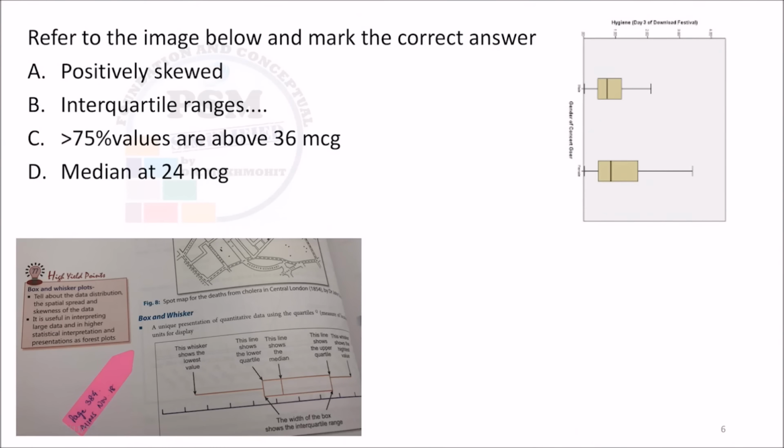So if we see the next MCQ, that is question number 5, refer to the image below and mark the correct answer. They had actually given a box and whisker diagram. So as you can see, the box and whisker diagram. In this box and whisker diagram, they had probably given something like this, that the box, the upper portion is elongated, then you had this, then you had a smaller this. So what type of data is this?